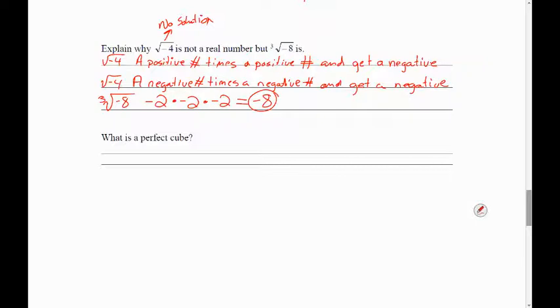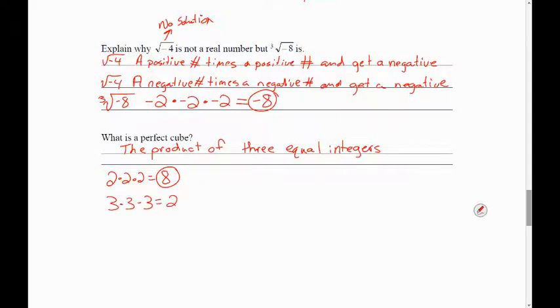What is a perfect cube? A perfect cube is the product of 3 equal integers. So, for example, 2 times 2 times 2. The perfect cube would be 8. 3 times 3 times 3, the perfect cube would be 27. So on and so forth.